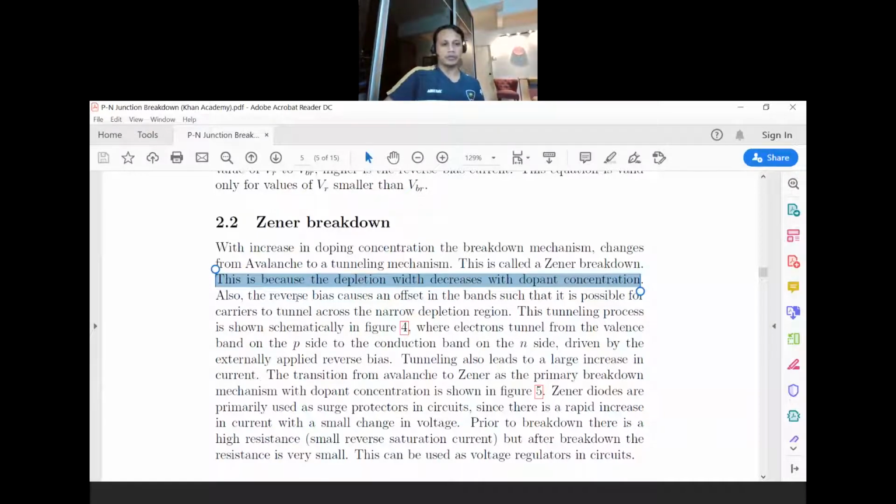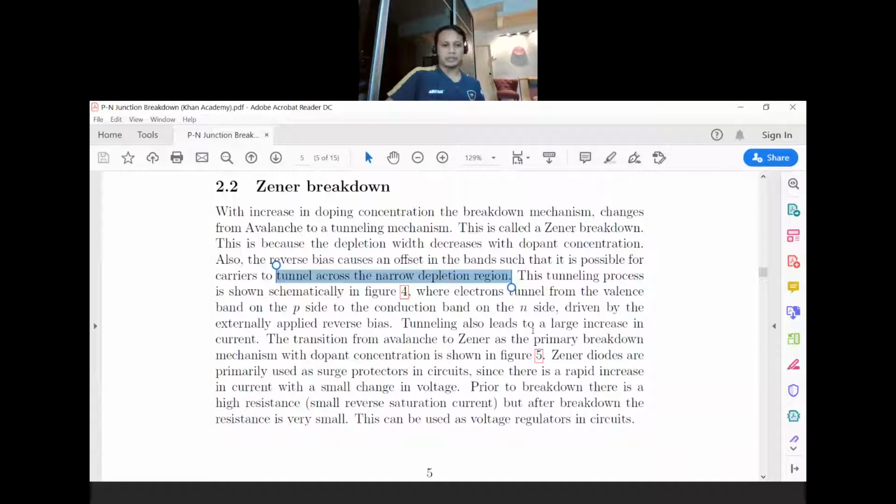The reverse bias also causes an offset in the bands such that it's possible for the carriers to tunnel across the narrow depletion region. So the depletion region now gets a lot narrower. The tunneling mechanism here is from the valence electron in the valence band crossing to the conduction band in n-type. Sorry, the valence electron in the p-type will actually tunnel into the conduction band in the n-type. I'll show you the schematic in the lecture note later.